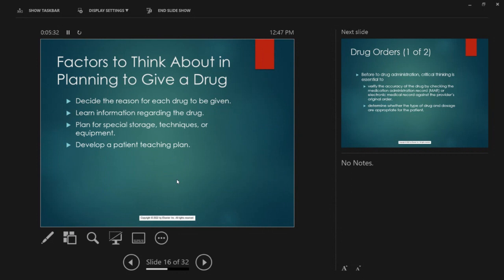Planning to give a drug will involve 4 important steps. First, know the reason that you are giving this drug to the patient. Why? What is it going to do for them? Learn specific information about the drug, including the action of the drug, negative side effects that can develop, the typical dosage, route, and frequency, situations in which the drug should not be given, which are contraindications, and main drug interactions.